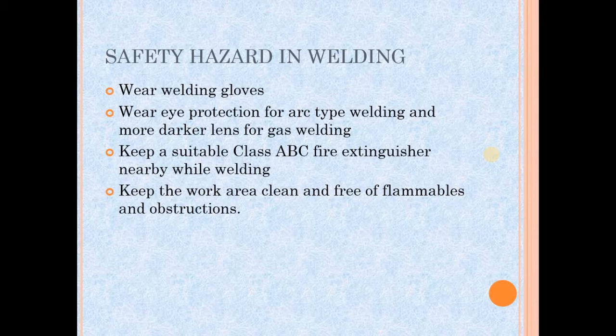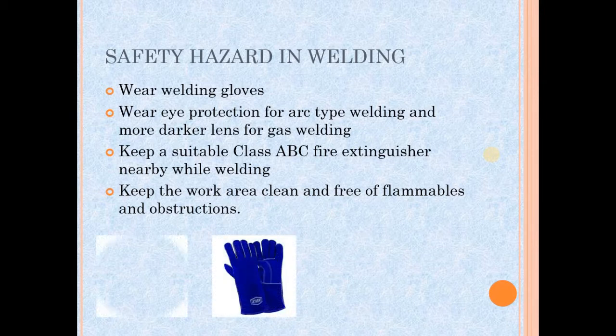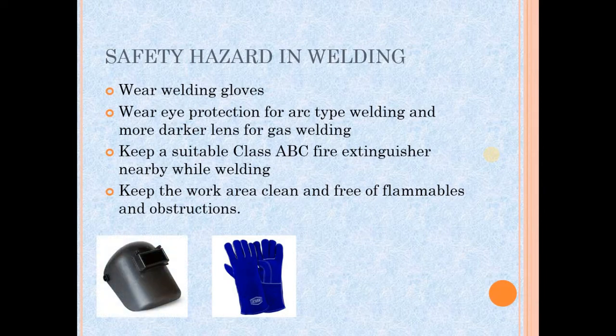As we know, working in the welding area can be hazardous. Therefore, there are safety measures to protect the welder from any accident. The welder needs to use welding gloves, wear eye protection for arc type welding and a darker lens for gas welding. They also need to have a Class ABC fire extinguisher nearby while welding. And lastly, they need to keep the work area clean and free from flammable material and obstruction.